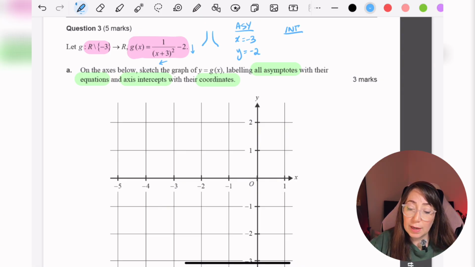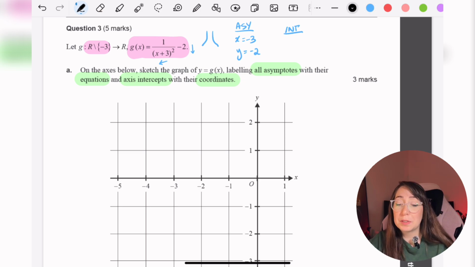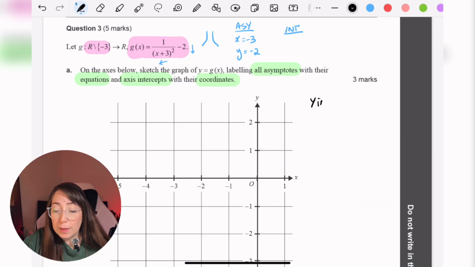So I'll just start off with the intercepts. You are welcome to write this on the exam, and it's also worth doing it just in case, because sometimes examiners, if you don't get to the actual sketch, might be able to award you something for writing down the intercepts. So let's start off with our y-intercept, where x is equal to 0.